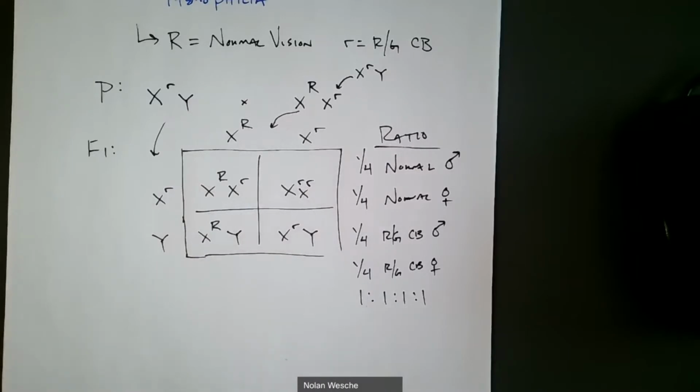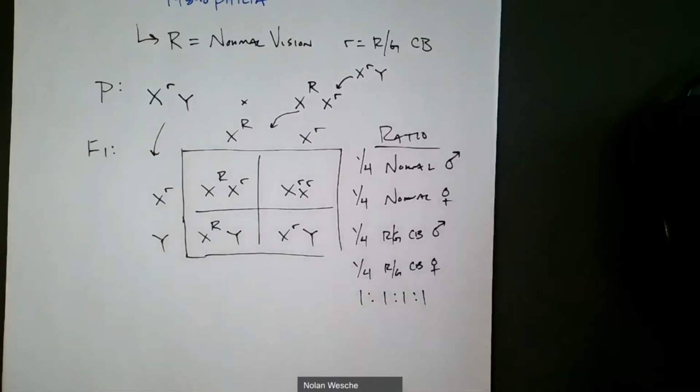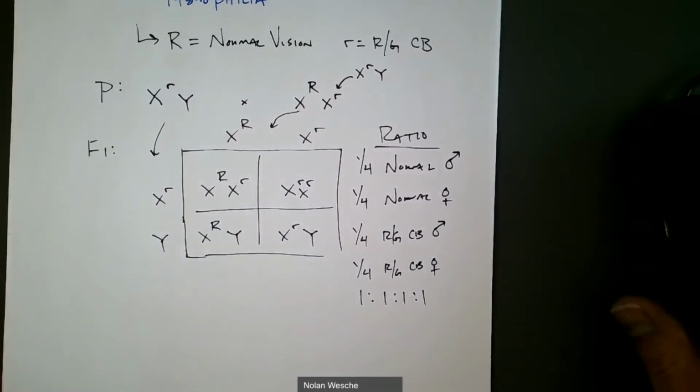So that's red-green colorblindness, and those are the first 3 in the complex patterns of inheritance. And we'll look at the remaining items in the next session.